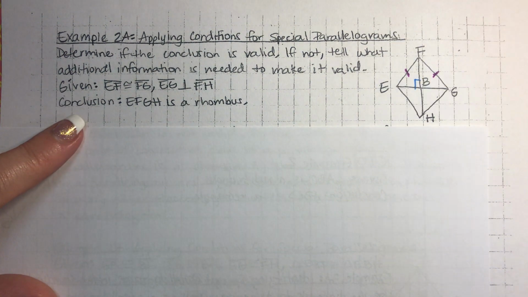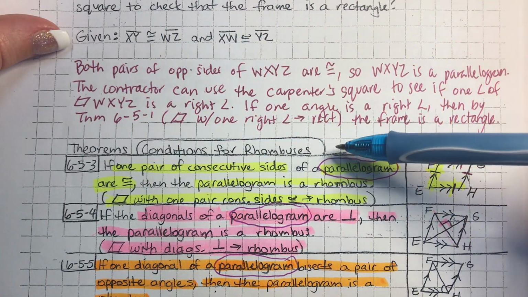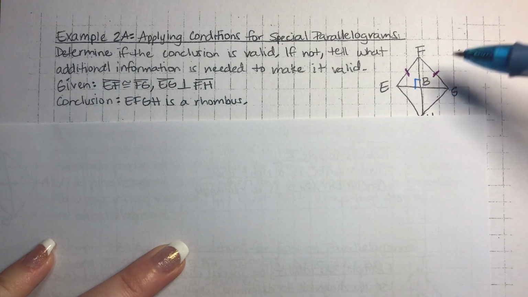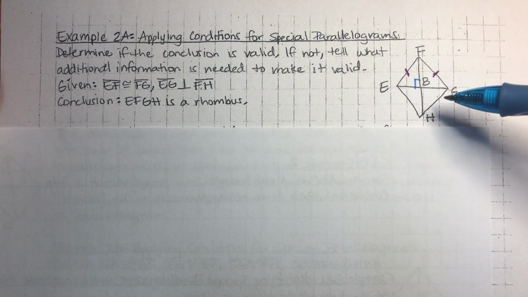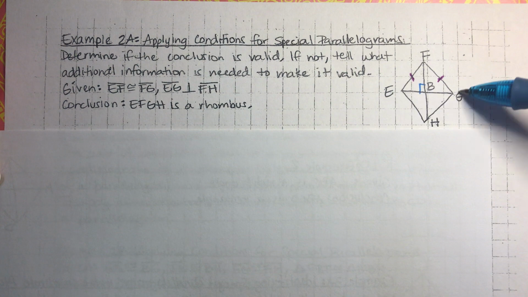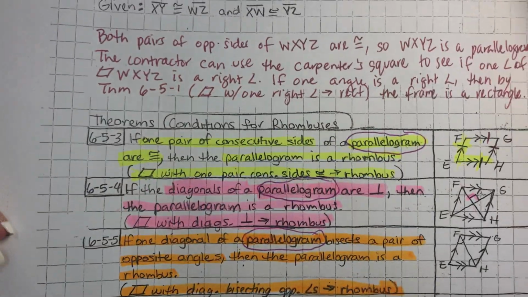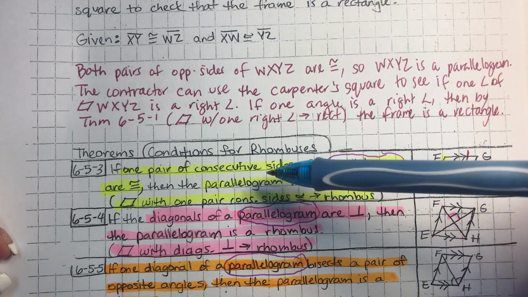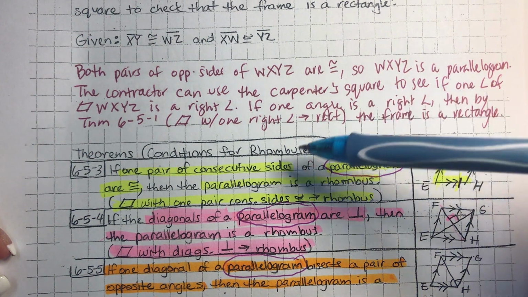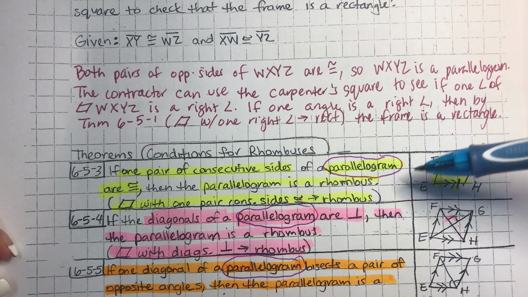Well, let's first look at this consecutive side theorem. It says if one pair of consecutive sides of a parallelogram, oh, do we have a parallelogram? Do we have any information that we can say that it's a parallelogram? We do not at this point. So even though we have that consecutive side information, which is lovely, if one pair of consecutive sides of a parallelogram are congruent, then the parallelogram is a rhombus. We have the consecutive sides, but we don't have that it's a parallelogram, so we can't use this theorem.